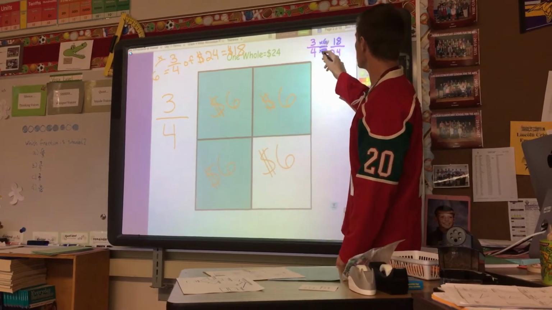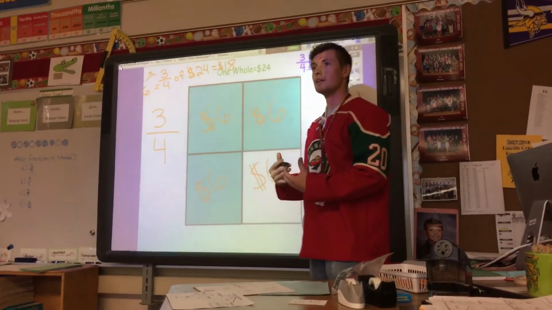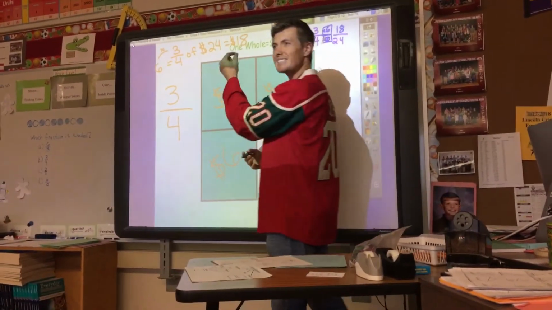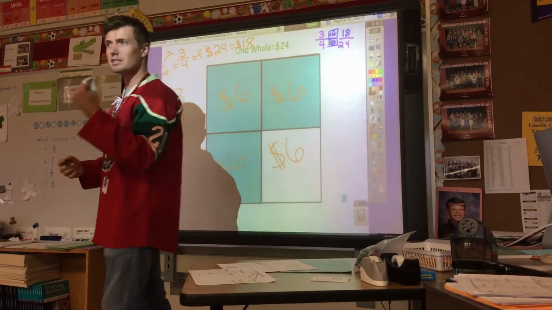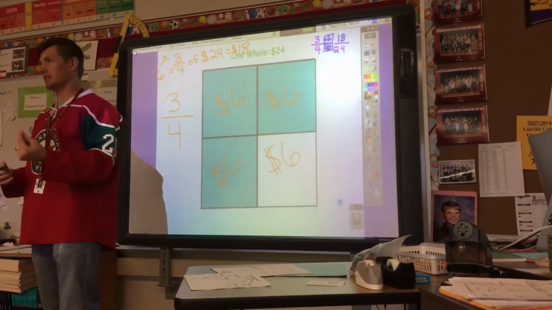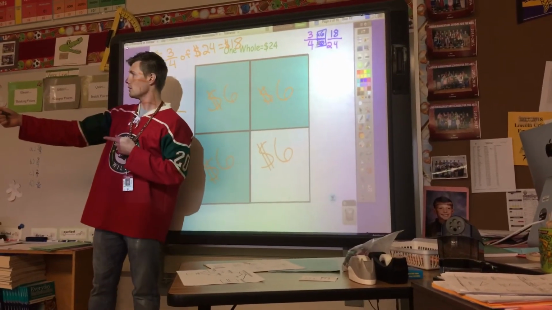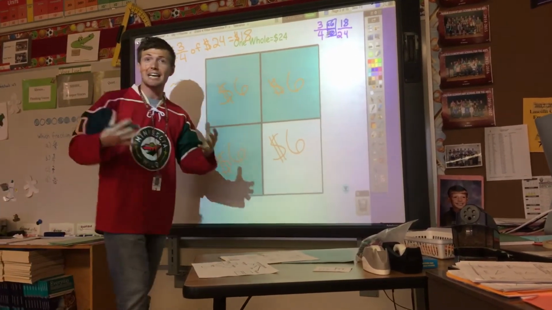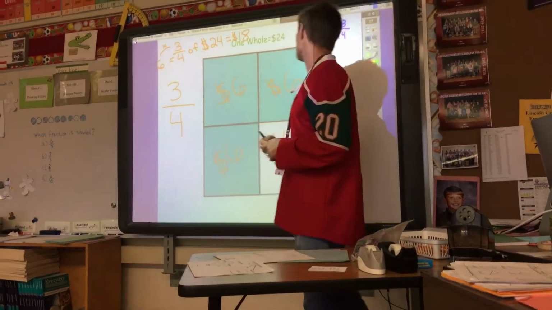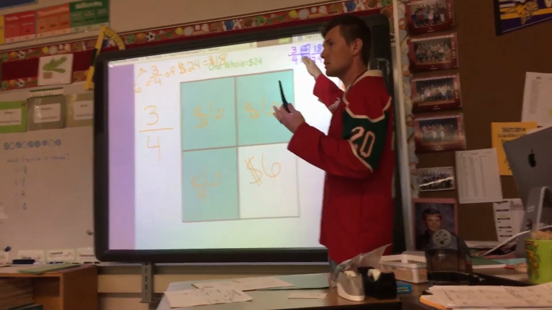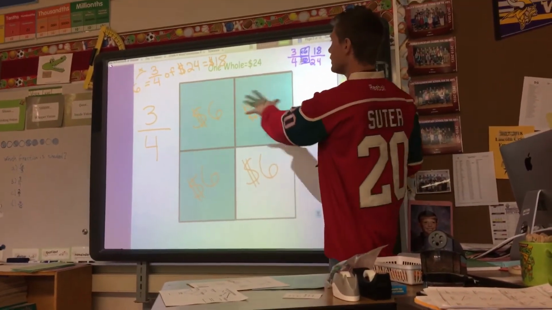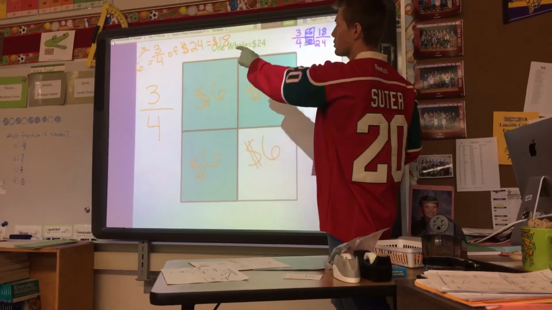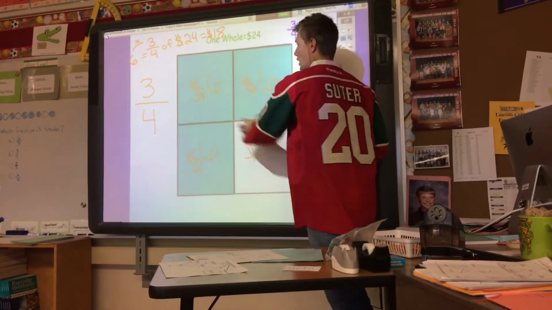And I'm really multiplying, here's a fun fact, not by 6, but 6/6. Because what is 6/6 equivalent to? Henry? One whole. Anytime you multiply a number by 1, you get the same product, or the same answer. So 6/6 is the same as 1. Here, it shows me 3/4 of $24 is $18.